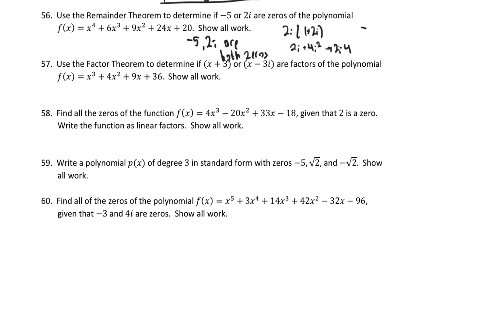Hello, new voice here. Gonna wrap up the college algebra review part 5. We only have 4 more problems left, so I'm gonna start with 57. We want to use the factor theorem to determine if x plus 3 or x minus 3i are factors of the polynomial given. Factor theorem basically tells us that if we use synthetic division to divide x plus 3 or x minus 3i into this polynomial, the remainder is the value of the function f at -3 or 3i. And they're factors if the remainder is 0, right?